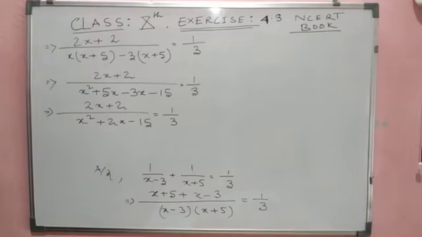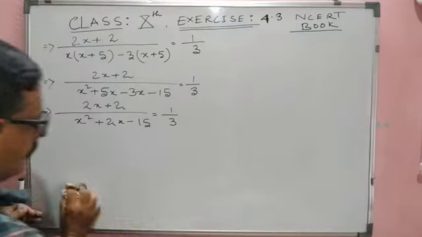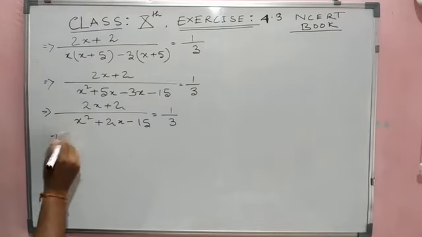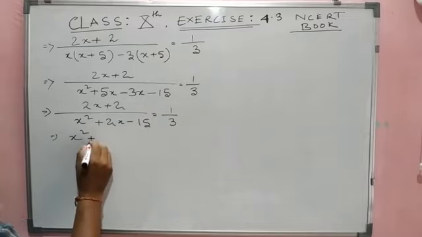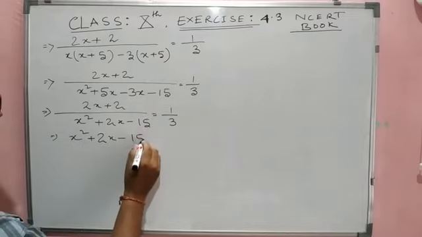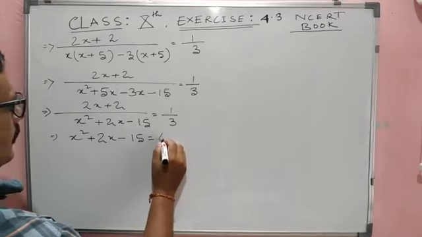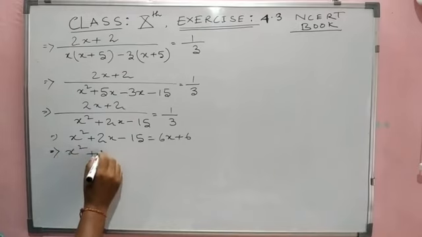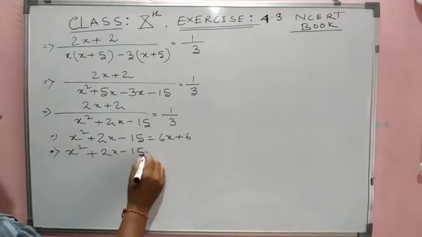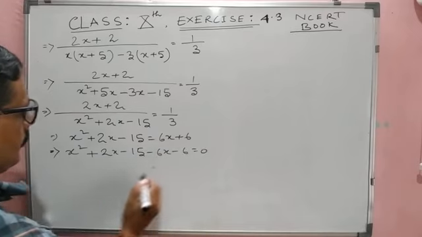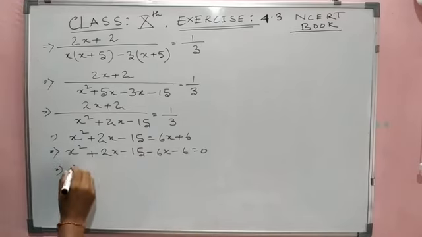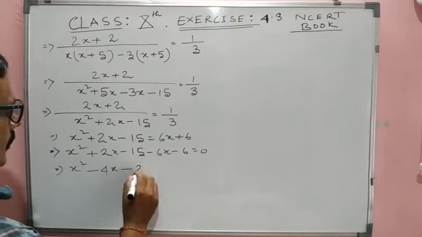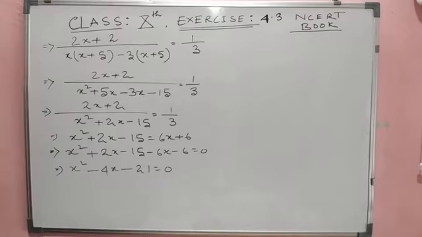Now on cross multiplication we get, if we do the cross multiplication, we get this into this, so it will be x square plus 2x minus 15, and this we get 6x plus 6. x square 2x 6 equal to 0. Transfer this one. So it will be x square minus 4x minus 21 equal to 0. So this is the equation.